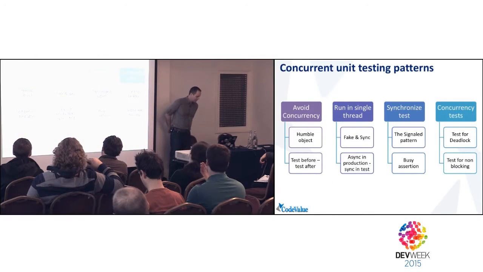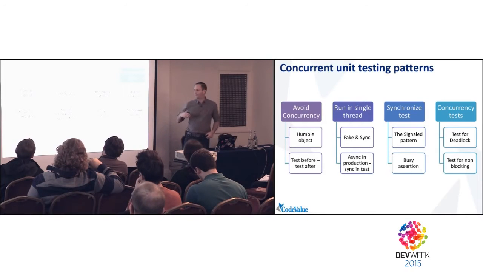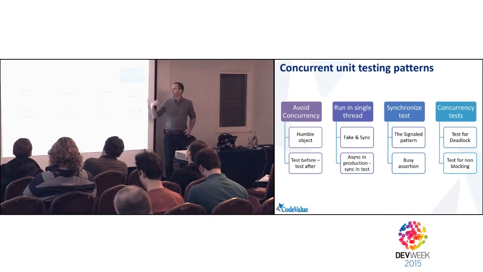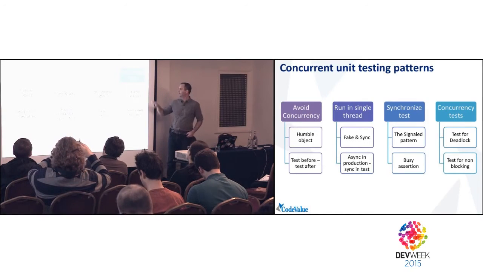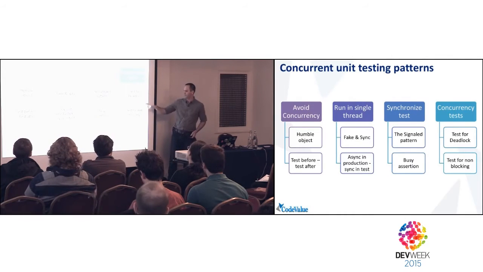Now, what did we see today? Basically, there are 4 ways to deal with concurrency. You can avoid it altogether, which is my preferred way. You can run it in a single thread. You can synchronize the concurrency in order to have your tests still be deterministic. And there are those guys who are testing the actual concurrency problems on their own.